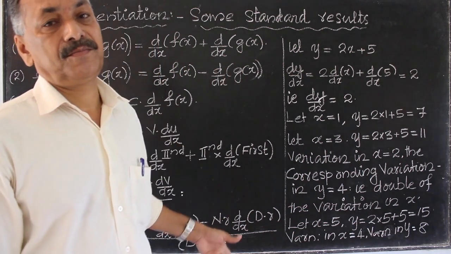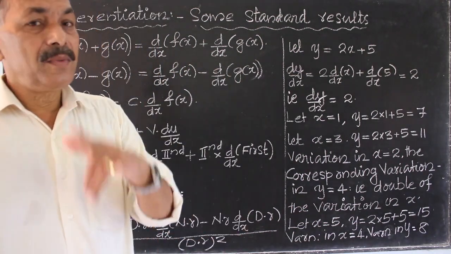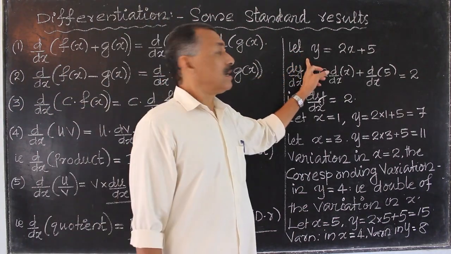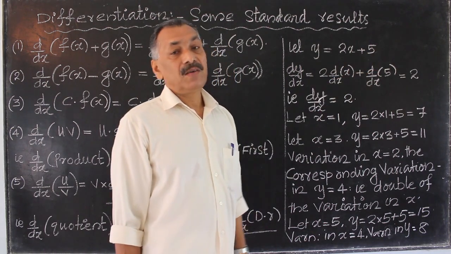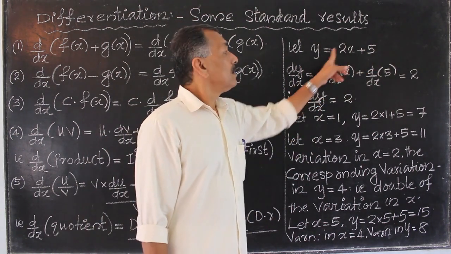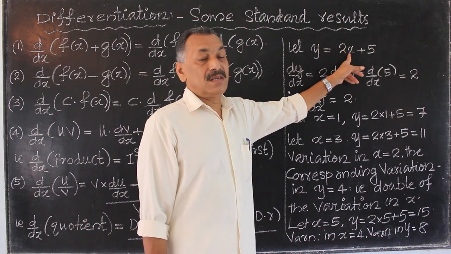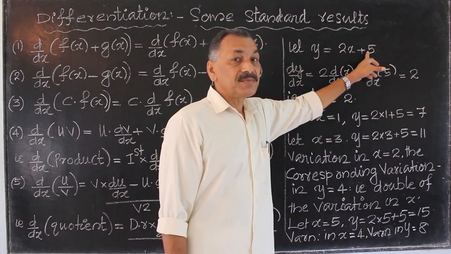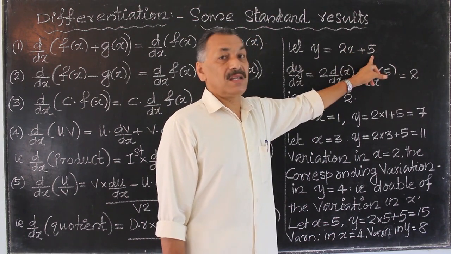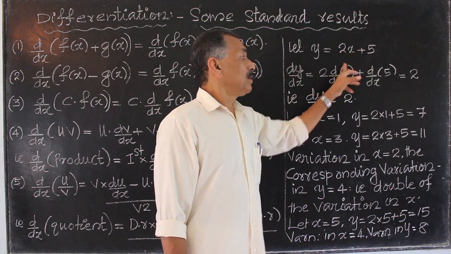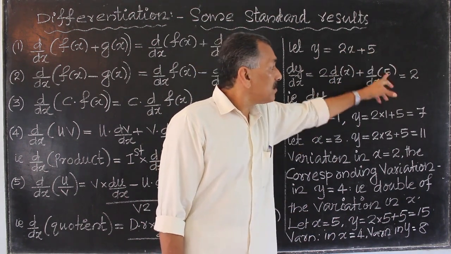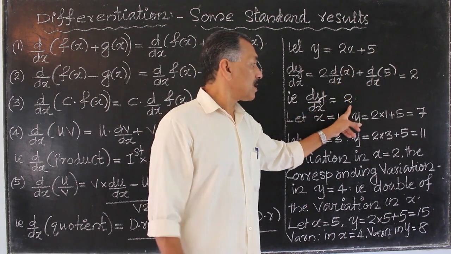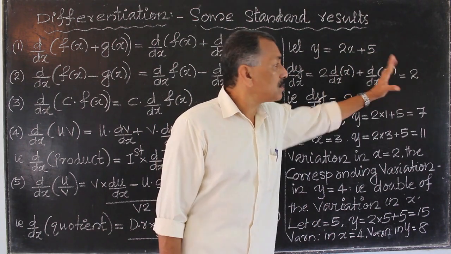Let y is equal to 2x plus 1. What is the derivative? dy by dx is equal to 2 into derivative of x plus derivative of 1, because 2 is a constant and the constant is taken outside. That is 2 into derivative of x, which is 1, so 2 into 1 is 2. The derivative of a constant is equal to 0.